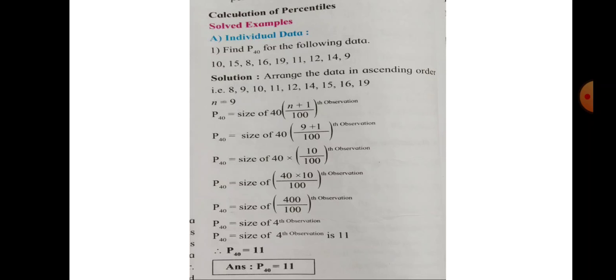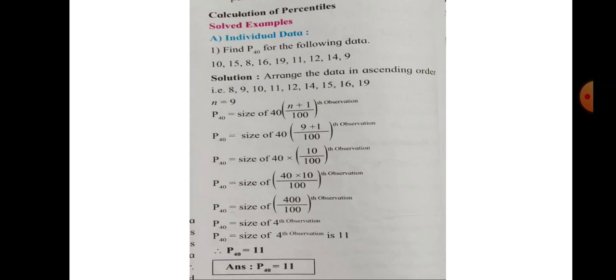Now you have to find out P40. So what is the formula for P40 here? P40 is equal to size of 40 into bracket n plus 1 divided by 100, bracket close, observation. So in the next step, P40 is equal to size of 40 into bracket n, meaning total observations, that is 9, plus 1 upon 100. Why do we take 100 here? Because percentiles divide the series into 100 equal parts. That's why we have to take 100 here. So 9 plus 1 upon 100, bracket close, observation.